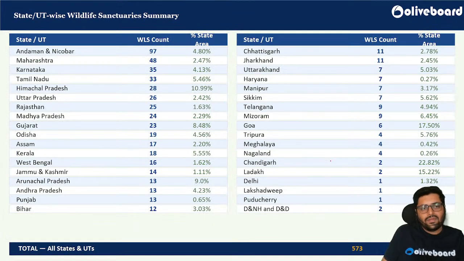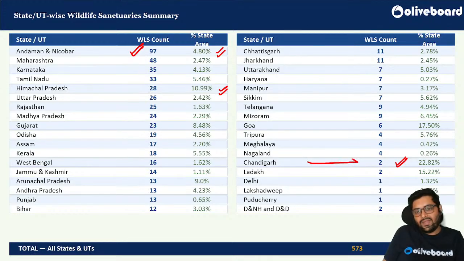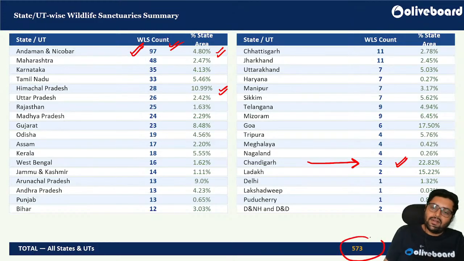Then we have the state-wise distribution. Just have a look here. Andaman Nicobar has the highest, I told you, 97 alone. Correct? So this is the percentage of state area, how much they are occupying in the particular state. See, Himachal Pradesh is having one of the highest. Almost 11% of Himachal Pradesh area is wildlife sanctuary. Have a look here, Chandigarh, 22%, which is quite high, despite the fact that only two wildlife sanctuaries are there. This is the wildlife sanctuary count. The total is 573.